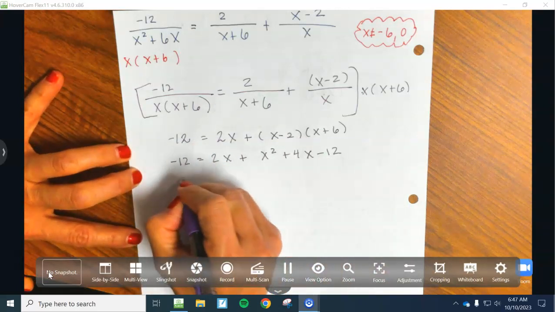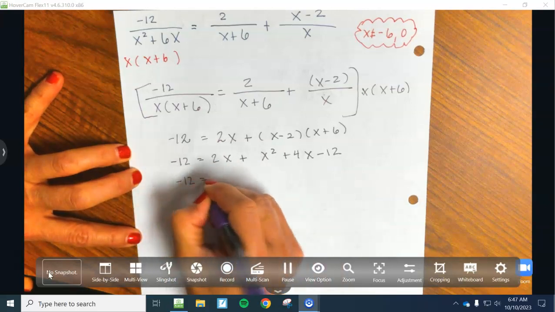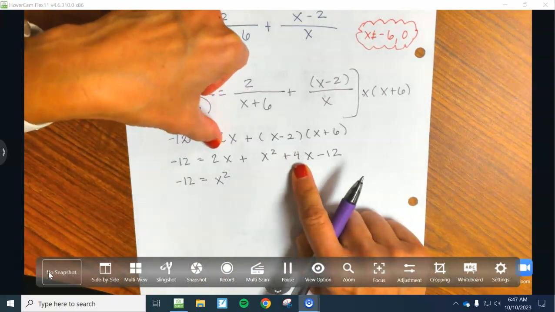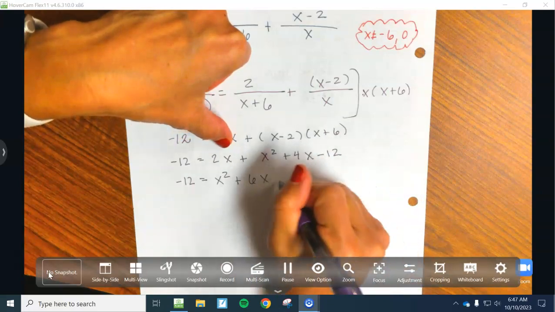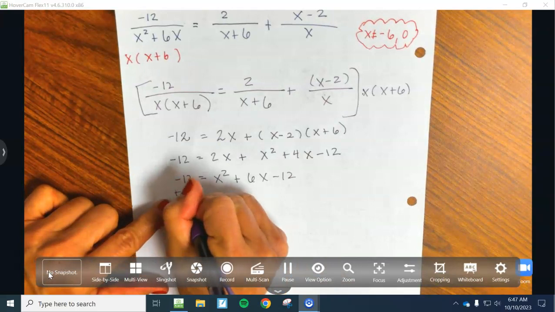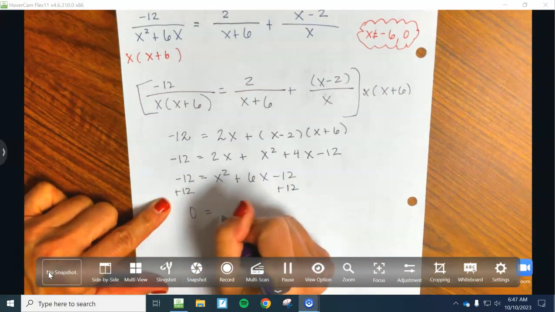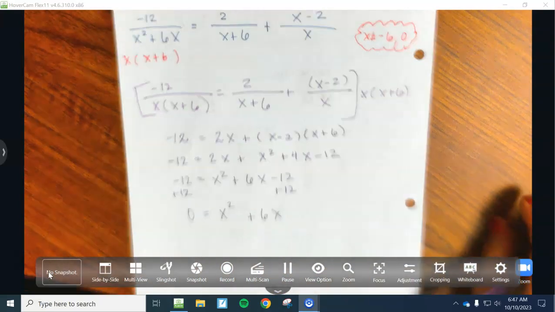All right, so it is going to be a power of 2, so negative 12 equals x squared. Now look, I have some linear terms to combine here, so let's write plus 6x. Go ahead and recopy the minus 12. We're going to add 12 to both sides to set it equal to 0. So 0 is going to equal x squared plus 6x. Those wipe out completely also.